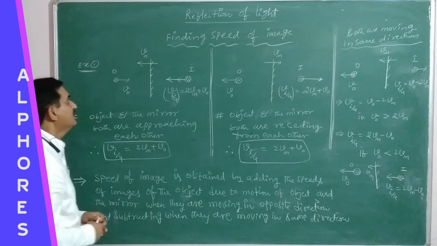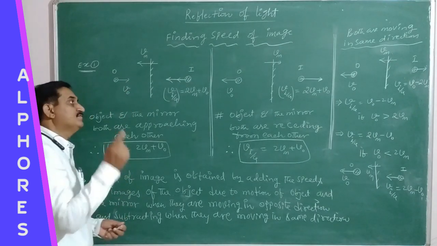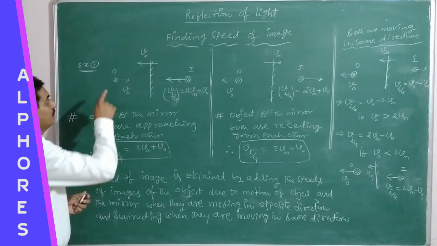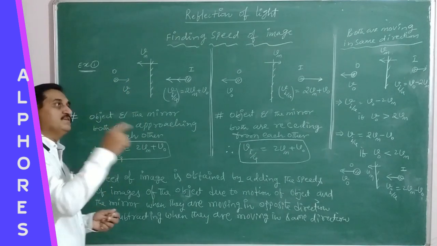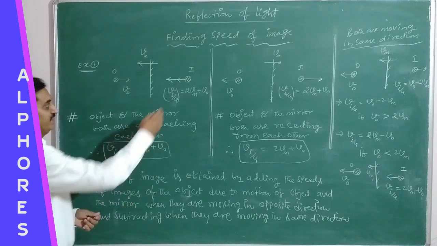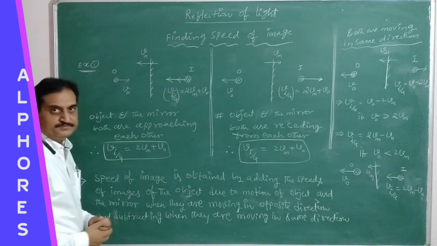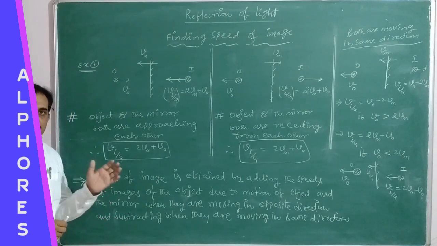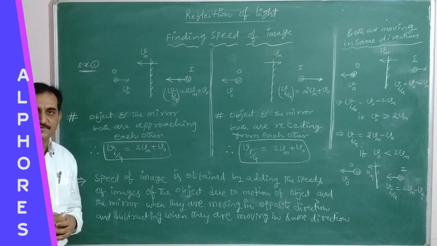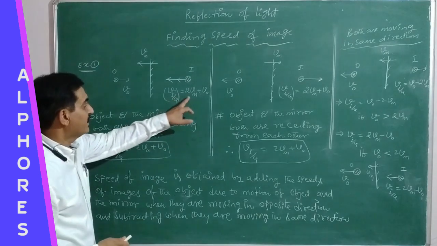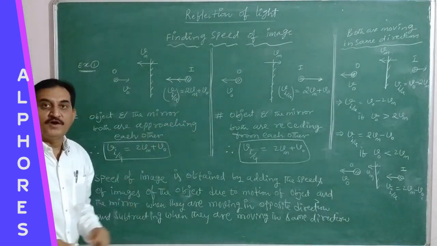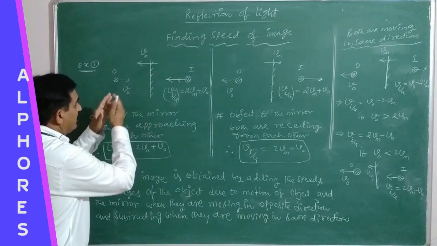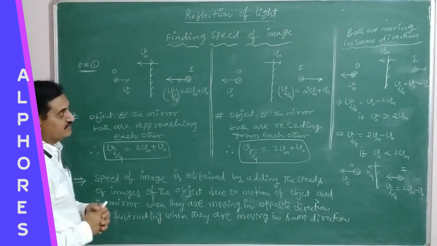Therefore, as a whole, the image of the object due to motion of the plane mirror, and the image of the object due to motion of the object, these two will be in the same direction. Therefore, they will add up. We are taking the addition of the speed of the image due to motion of the object and the speed of the image of the object due to motion of the mirror. These two are adding, by which you get the final speed of the image formed by the plane mirror when they are moving opposite in direction towards each other.